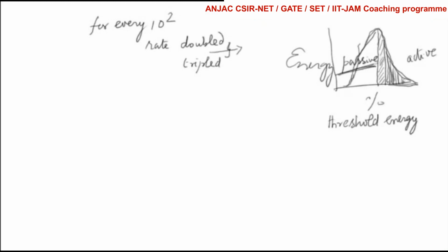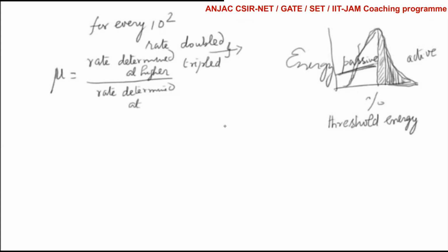This ratio is called the temperature coefficient of the reaction rate, mu. It is the rate determined at the higher temperature divided by the rate determined at the lower temperature, where the difference should be 10 degrees.